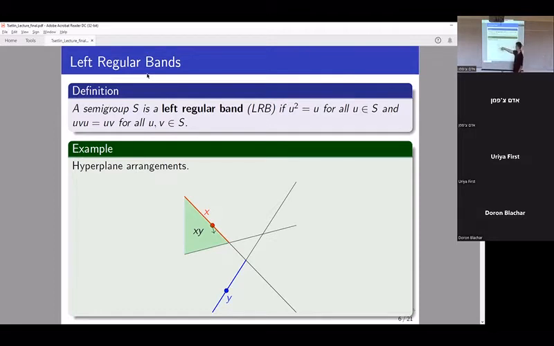Well, idempotence is clear because if I start at x and go toward x, I just stay in x. And if I go from x to y and then try to return to x, well, I go from x to y, now I'm here. And if I choose a point in x and try to go back to x, well, I just stay in this area. So this can be proven also generally, but this gives us one example of left regular bands and where they appear.